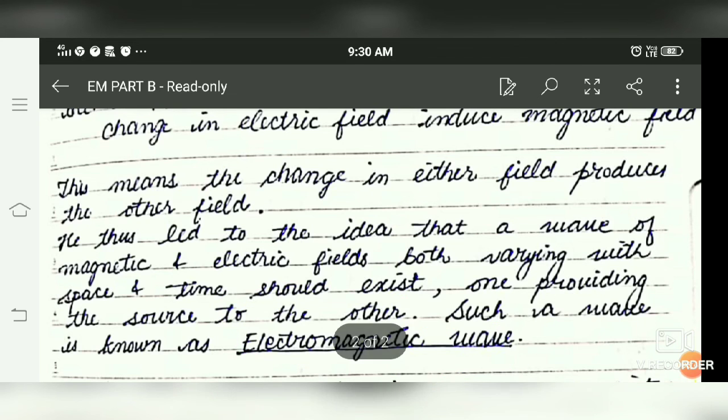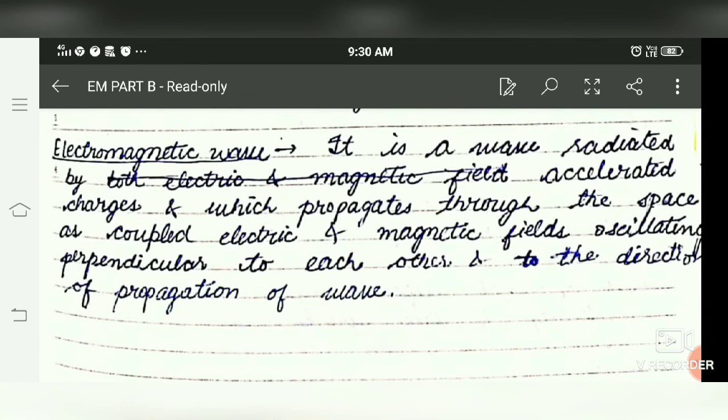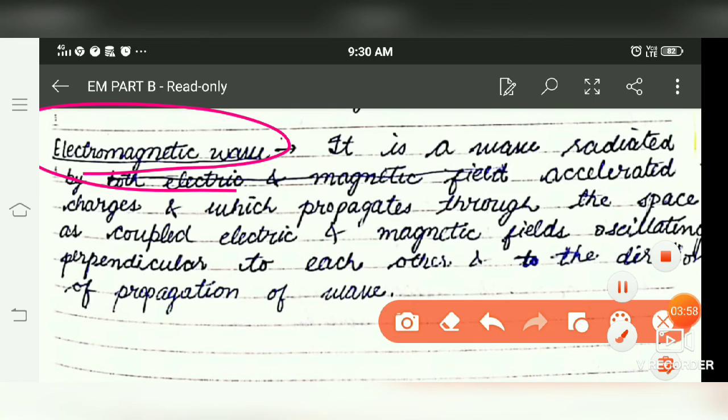So we can say that an oscillating charge produces oscillating electric and magnetic fields in perpendicular directions, which will result in the production of an electromagnetic wave. So an accelerated charged particle will give rise to electromagnetic waves in a medium.